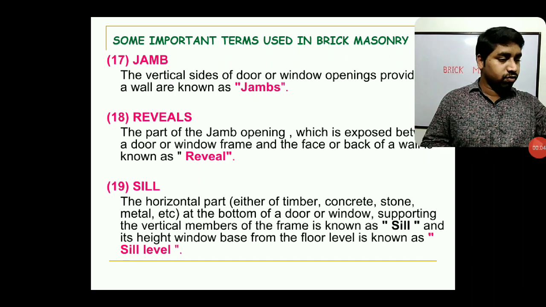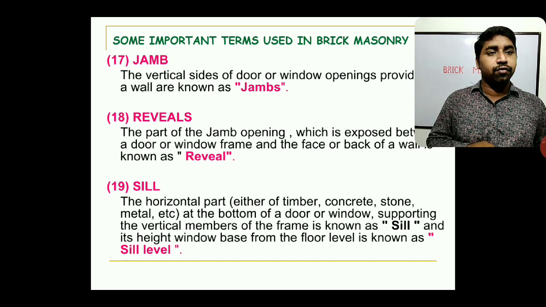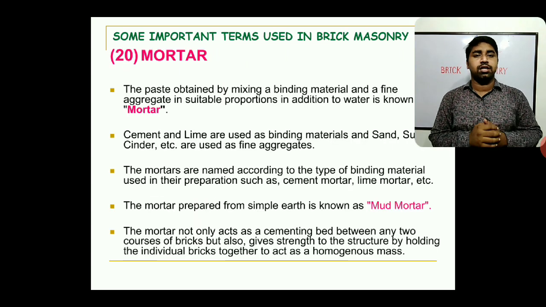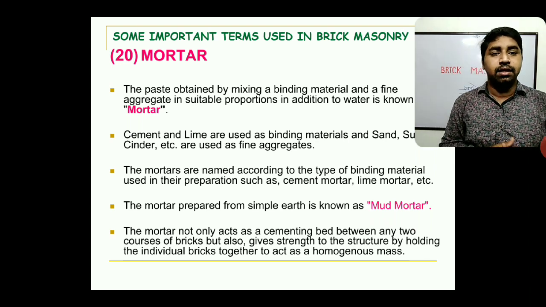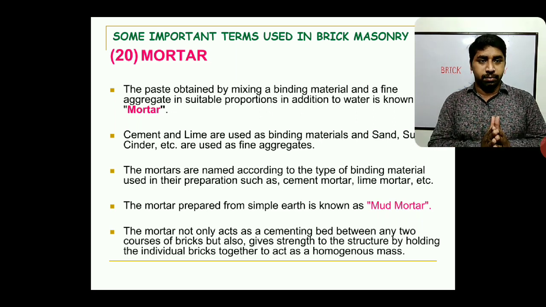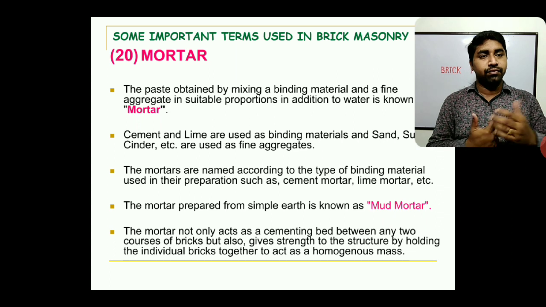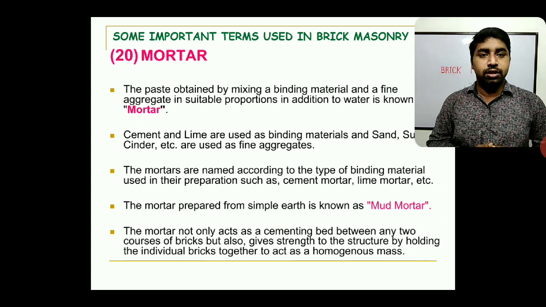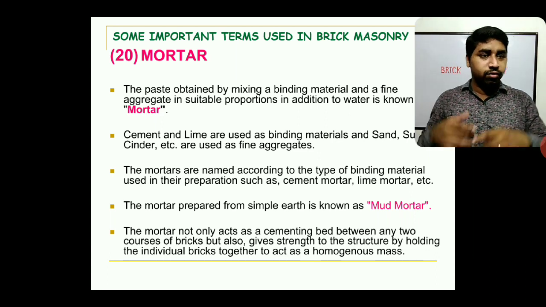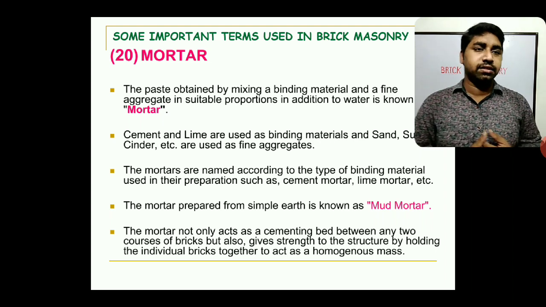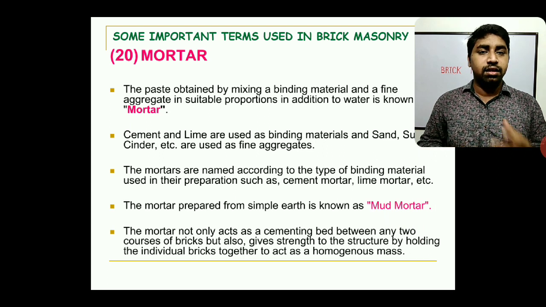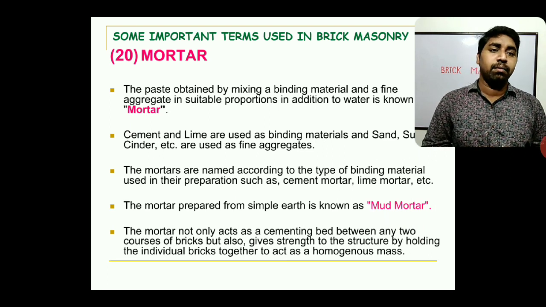So the sill level is the level which is the bottom level of the window, for example. Next one, mortar. So what is this mortar? Mortar means the paste obtained by mixing building material and a fine aggregate in suitable proportions along with water. Means cement and sand along with water, that is what we call mortar. Cement and lime are the binding materials. So either cement or lime may be used. In the olden days lime was used. Now for every construction we are using cement as the binding material. So cement and sand along with water gives us the mortar.